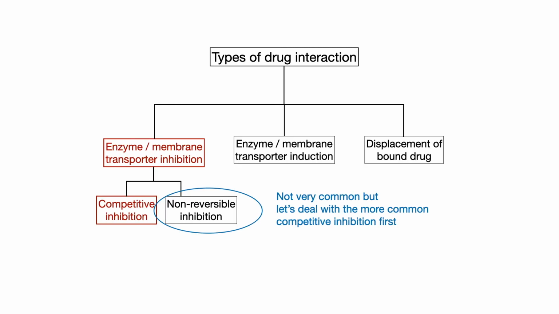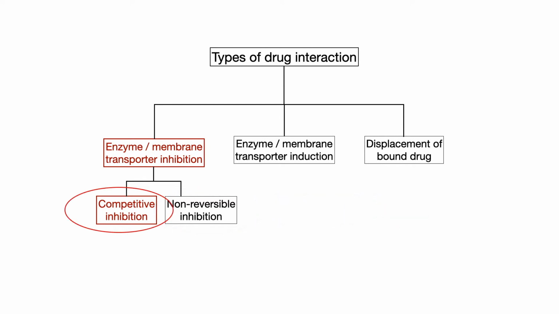Going back to the types of drug interaction, along with competitive inhibition, there is also non-reversible inhibition. Again, it's not very common, but I think we'll come back to that in a minute. And what we'll deal with first is competitive inhibition.